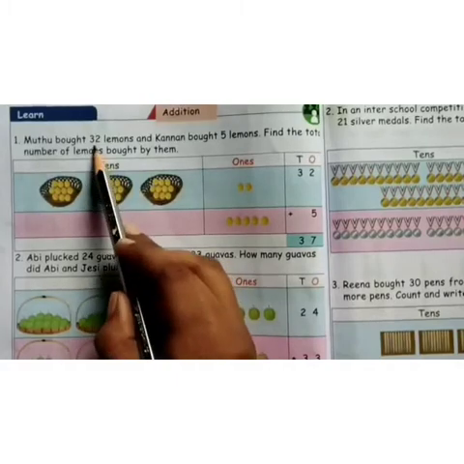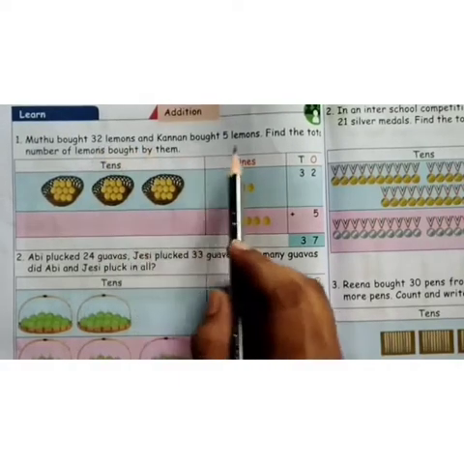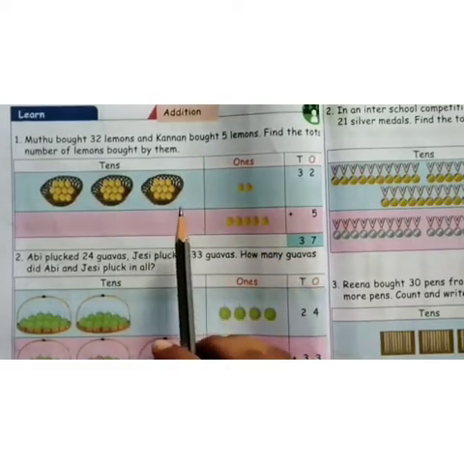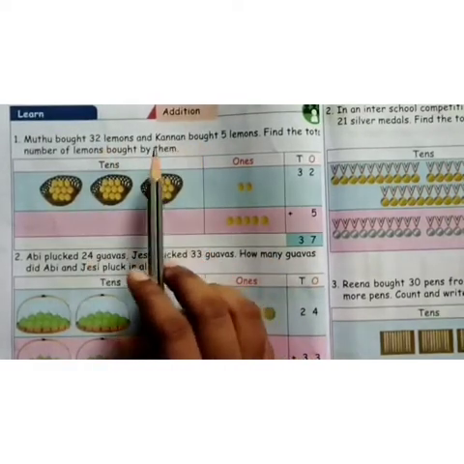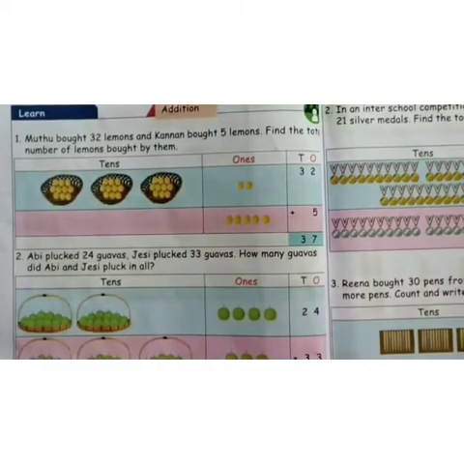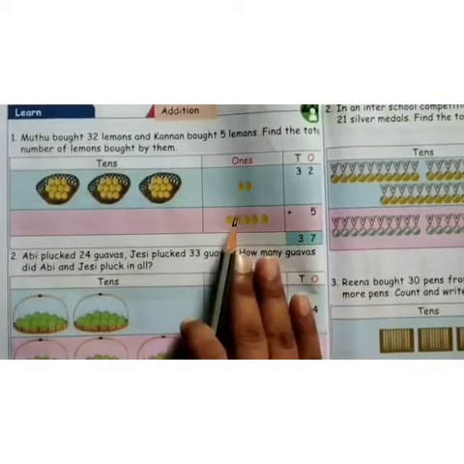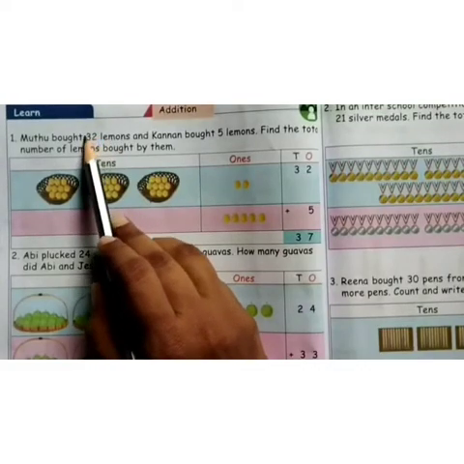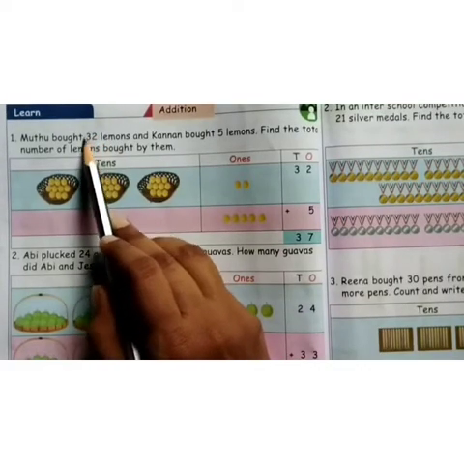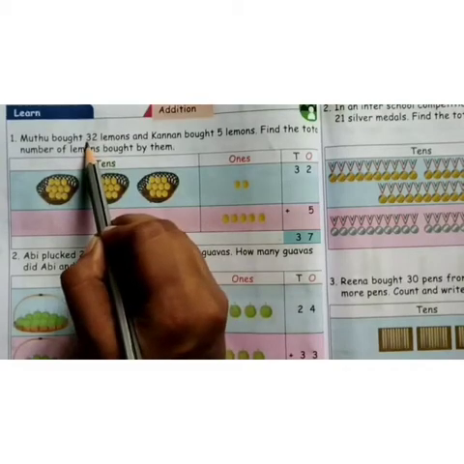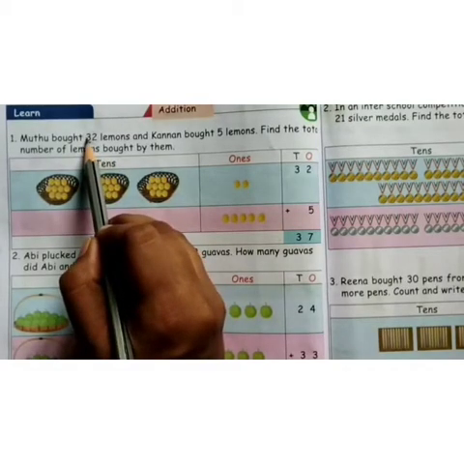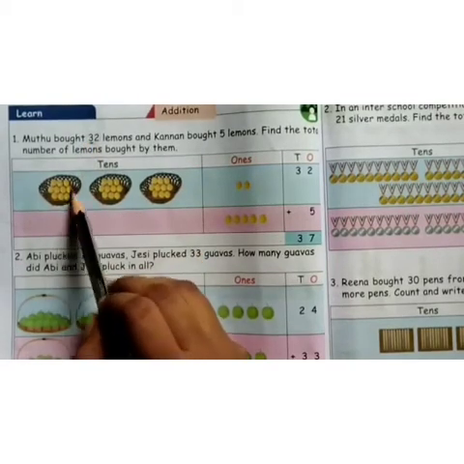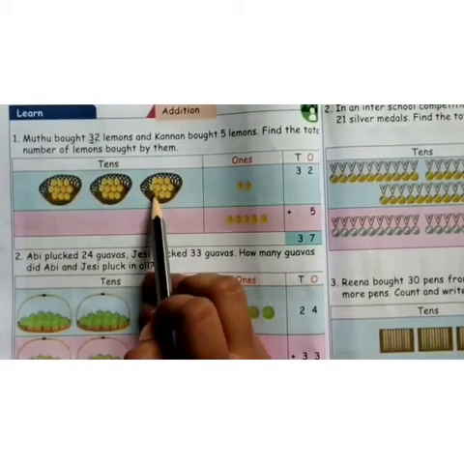Okay. So Muthu has bought 32 lemons, and Kannan has bought 5 lemons. First we have to split and write the ones separately and the tens separately. In this 32, how many tens are there? We have to see the tens place. In the tens place we are having the number 3, so we are having 3 tens. They have split the tens and put them here.